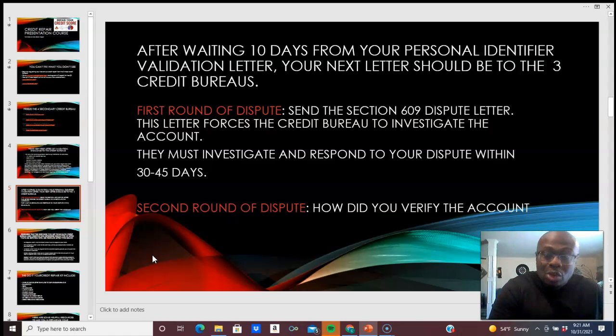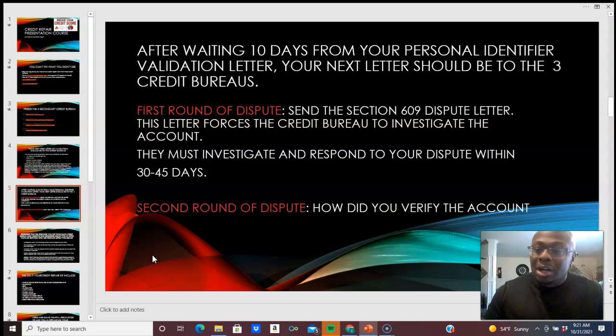Because now we want to know, what is the method of you verifying? You're saying it's correct, and I'm looking at it saying it's wrong. What method did you use to get this? What our letter says is, you ask them questions like, I need the signatures of when I signed this. I need to know the address. I need to know, how did you verify it?